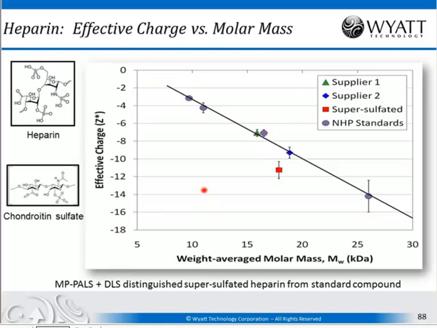So here's an application. We're looking at heparin and chondroitin sulfate, which is a contaminant of heparin. It's a similar molecule, which is supersulfated, and those additional sulfur atoms add charge to the molecule. By analyzing heparin over a large range of molecular weights and the charge measured using the MP-PALS, we're able to determine a nice relationship between the weight average molar mass of the molecule and its effective charge. The supersulfated molecule fell off of that graph by about 30%, and so it was clearly picked out as having a different chemical composition through the change in charge.